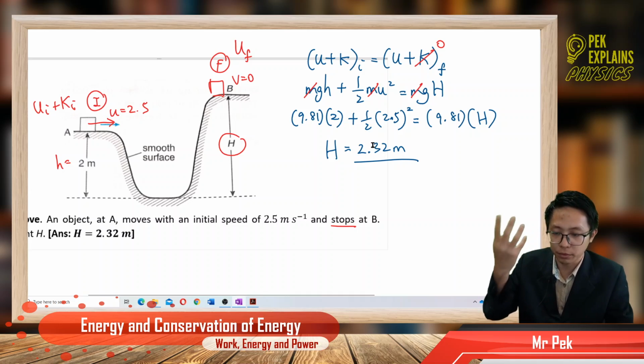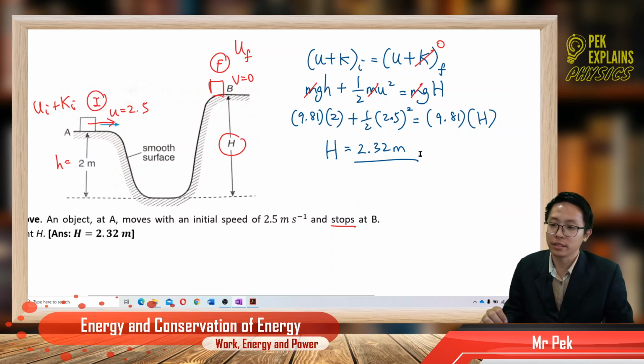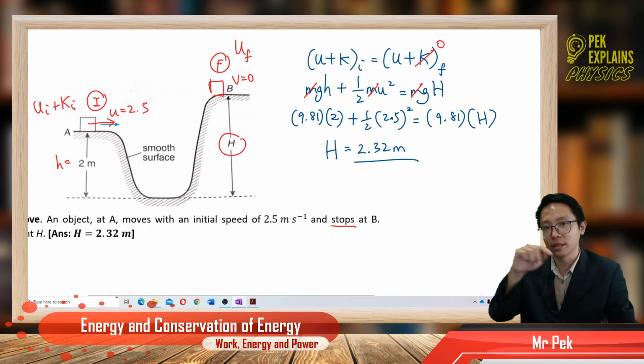It goes to a higher potential energy because the kinetic energy has all converted to potential energy, resulting in bigger gravitational potential energy, and so also a bigger height, right? Okay, so that's all for this question. See you in the third question.